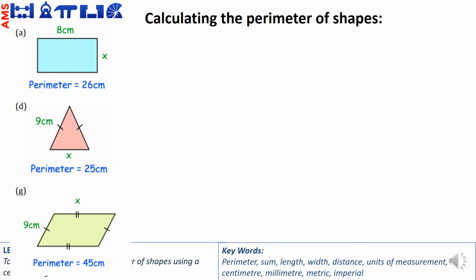Now for a final set of examples. The first question, we are going to attempt to work out the length marked or indicated by the letter X. It says to us that the perimeter of that rectangle is 26 centimeters. Now we know that the opposite sides of a rectangle are equal, so we will start with what we do know.